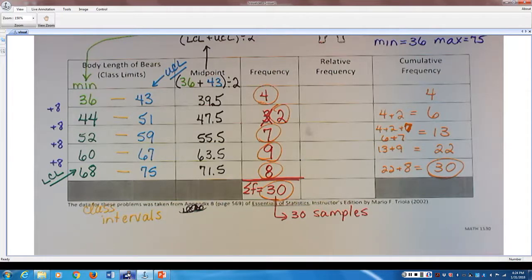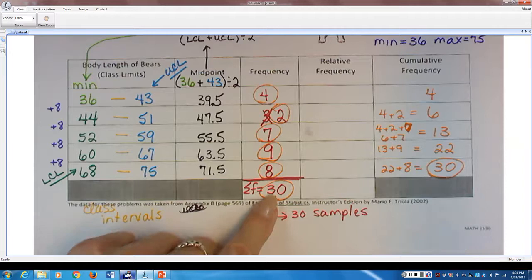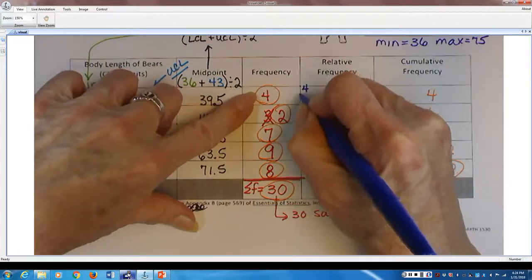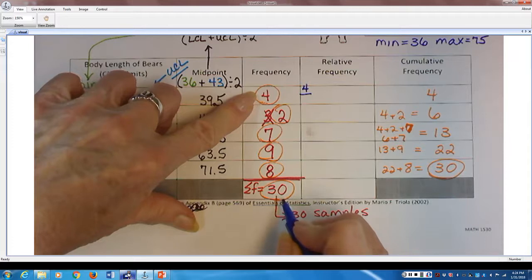So now we've got one more thing to do. Relative frequency. I'm going to be dividing by 30. My frequency, which is 4, divided by my sum of my frequencies, which is 30.